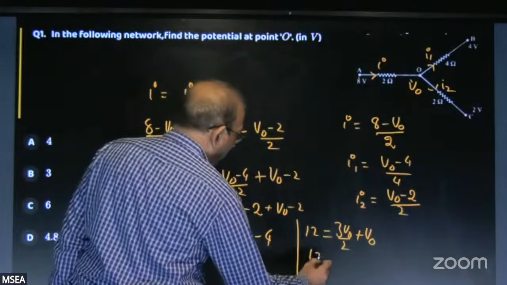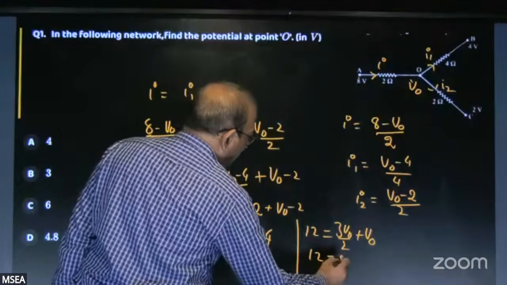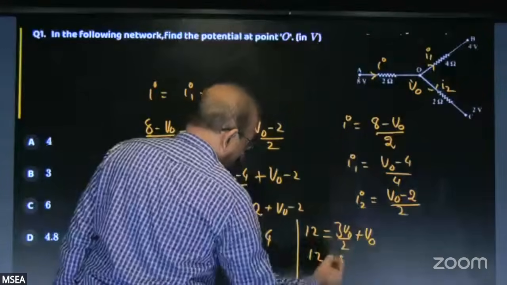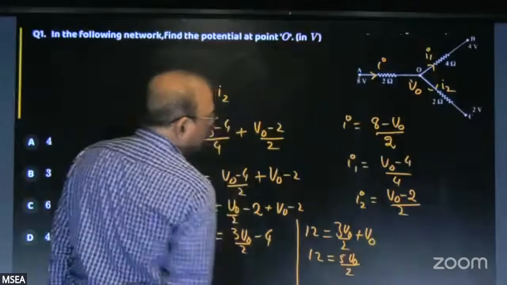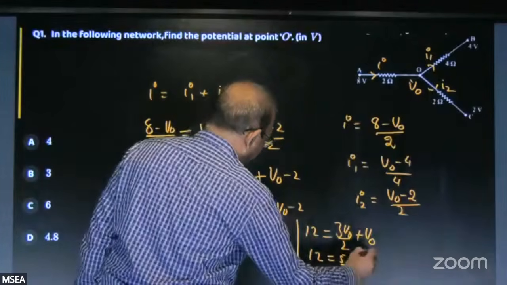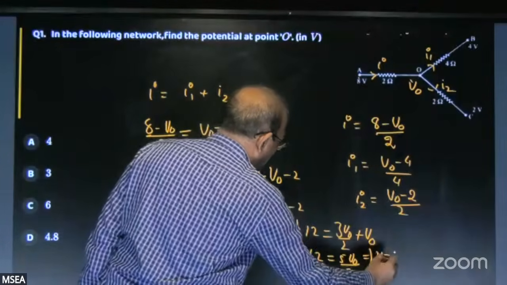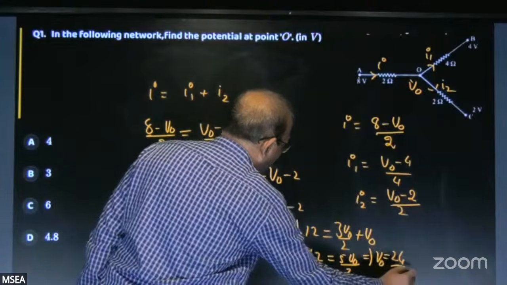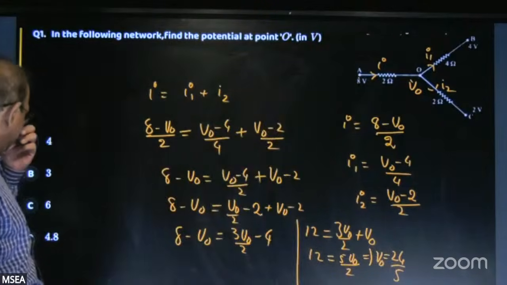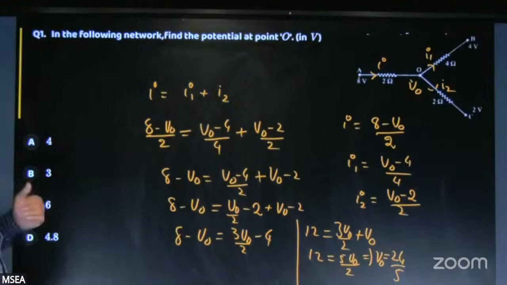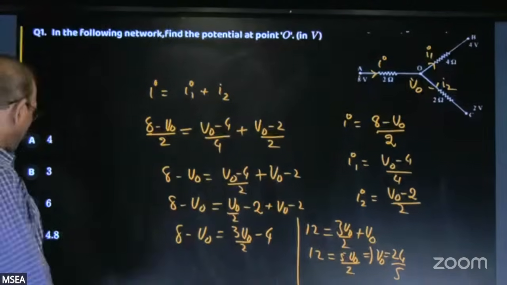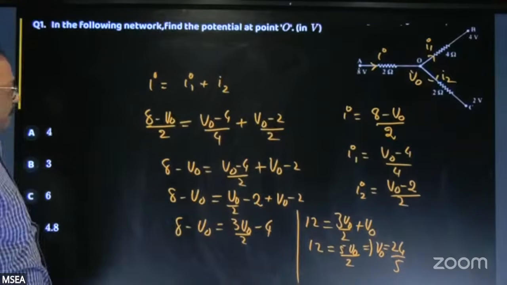Then you'll get 12 equal to, now take LCM, 5V naught by 2. That implies V naught is 24 by 5, 4.8. Fourth option you are getting.